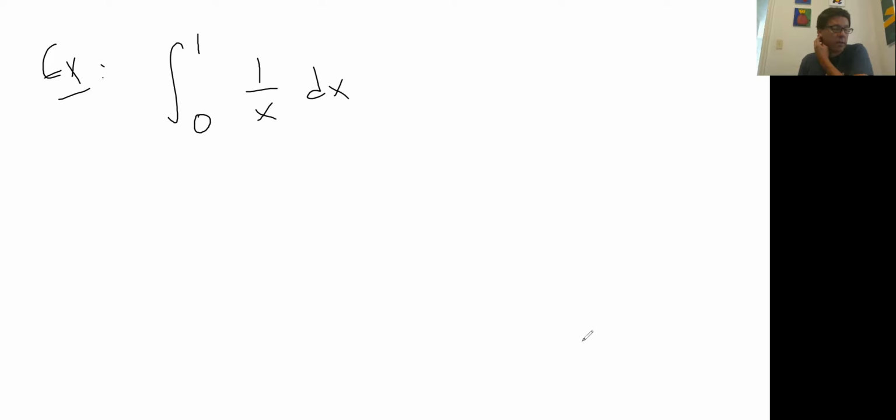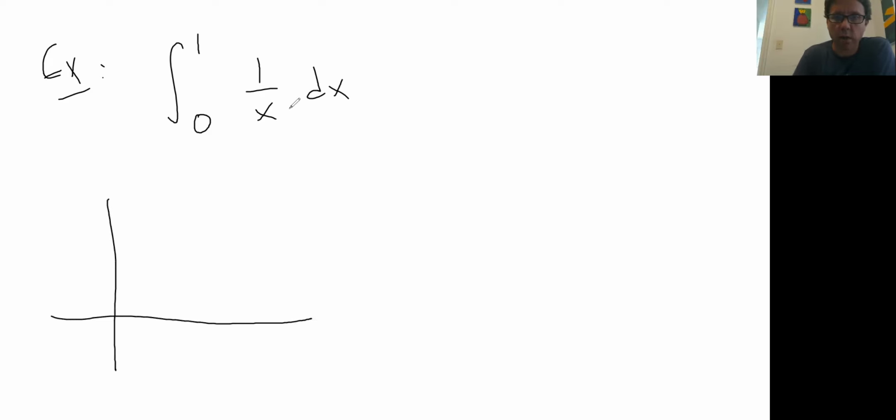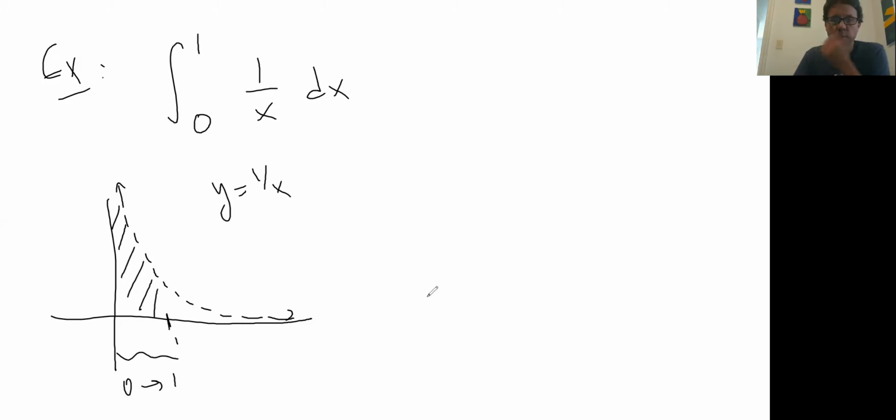One more in here is you might have an example that looks like this, where it doesn't have an infinity in there, but it does have a bad point in there. So if you did plot this one, what would it look like now? I do y equals 1 over x. I plot that. And now what area am I talking about here? It's not from 1 out to infinity, it's from 0 to 1. So I'm talking about this range here, from 0 to 1, this area. And the problem is what's happening here? I don't have any point at 0. It's an asymptote. So how do I deal with that?